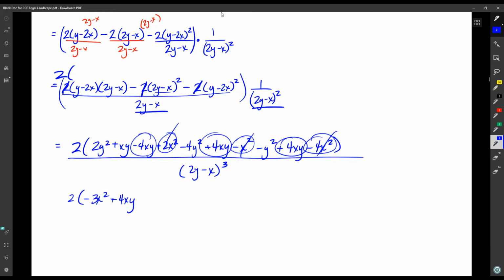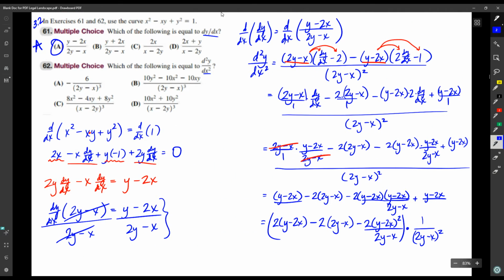Next, we want to go to the y squared terms. Oh, no, here's another one. Forgot one. There's one there. So that's actually 5xy. Turn that into a 5. Next, let's go to the y squareds. So there's 2 minus 4 is negative 2. Minus 1 is negative 3y squared. This is over 2y minus x quantity cubed.